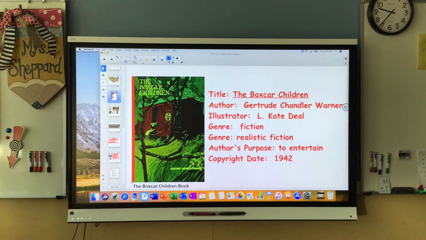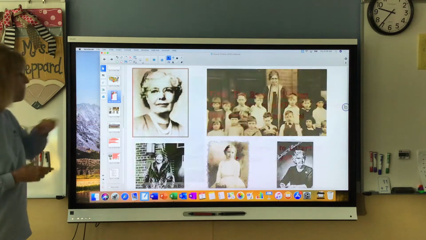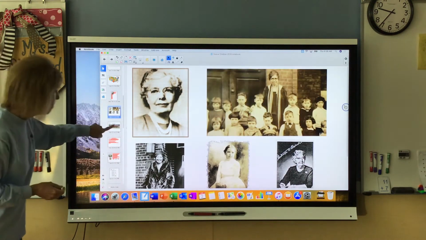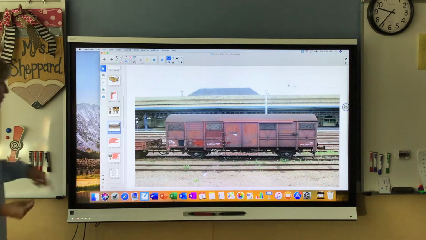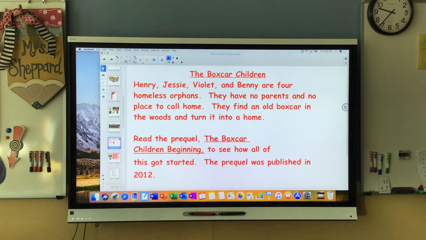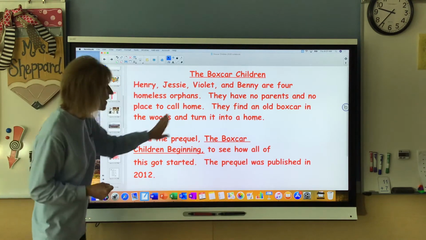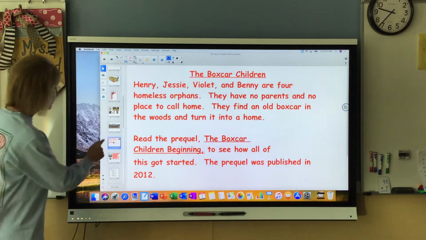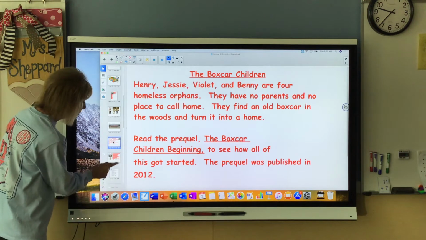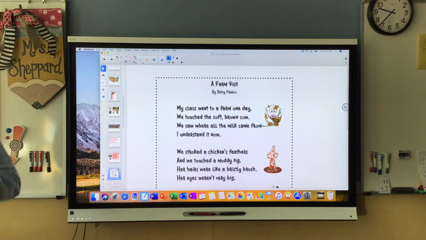First book in the Boxcar Children series, written by Gertrude Chandler Warner. Most of that takes place in a boxcar, but we are reading The Boxcar Children Beginning, which was the prequel published in 2012. And it tells us how that Boxcar Children first book got started and how it became a series.